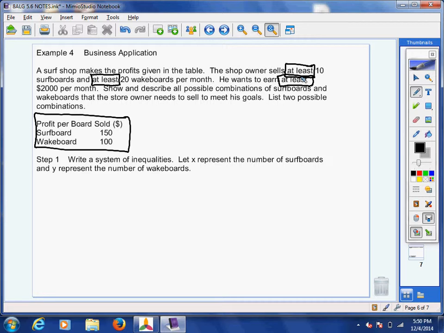So we're going to start off in step 1, just writing a system of inequalities, and I'm going to make it the same for all of us. X is going to be the number of surfboards, and Y is going to be the number of wakeboards. Okay, we're all doing the same thing. That's why I typed it in there like that. All right, I'm just reiterating it in case you're not reading with me. Okay, so the first thing we want to do is we want to write a system of inequalities.